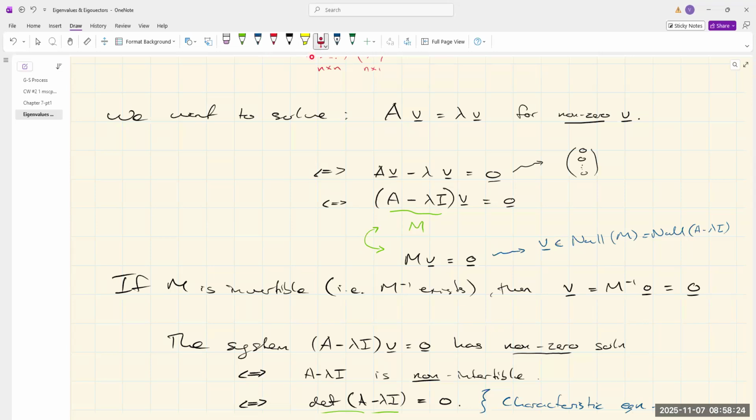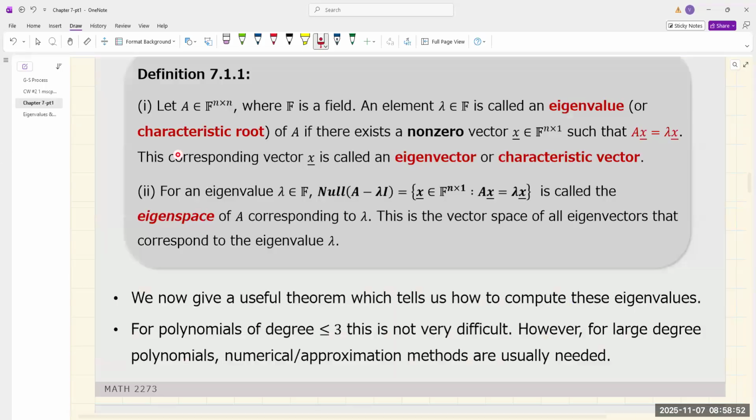So the eigenvectors, where do they live? They live not in the null space of A, they live in the null space of A minus lambda I. The eigenvectors, we'll see, form a subspace, because the null space of a matrix is a subspace, and it's called the eigenspace. So for a particular eigenvalue, the null space of this matrix M, which is a set of vectors X such that A times X equals lambda X, is sometimes called the eigenspace. This is where all the eigenvectors live. The eigenspace of A corresponding to lambda is the vector space of all eigenvectors that correspond to an eigenvalue, lambda.